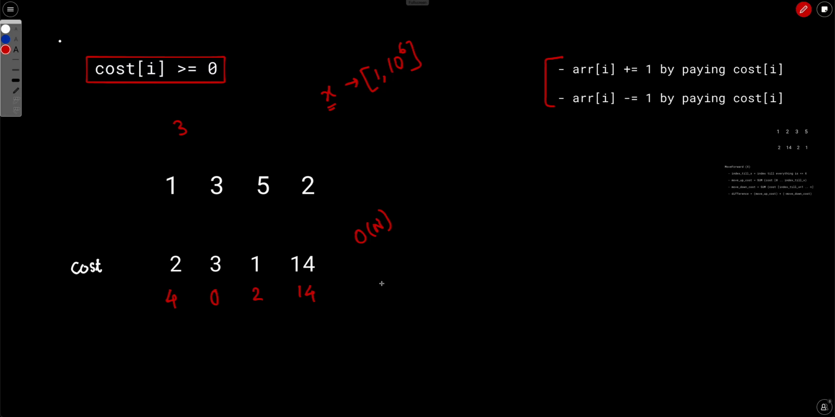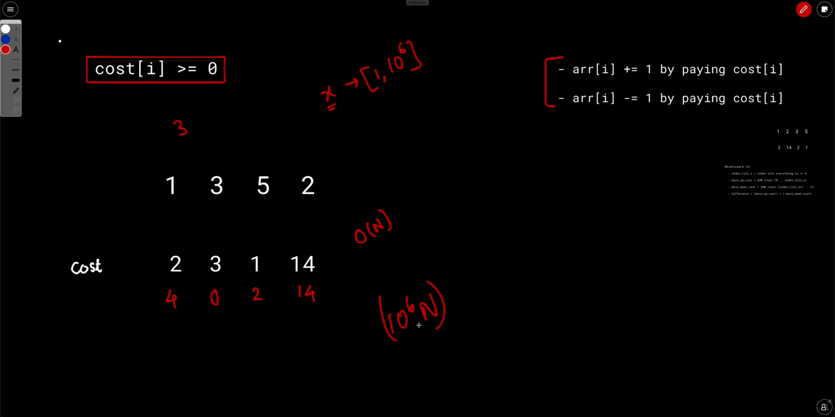So what is the brute force way now? The brute force way is to just find out the cost for every possible x. So how many possible x are there? 10 to the power 6. So 10 to the power 6 into n. This would be the time complexity if we do it naively. But surely this will not pass because n is up to 10 to the power 5. So this will surely not pass.